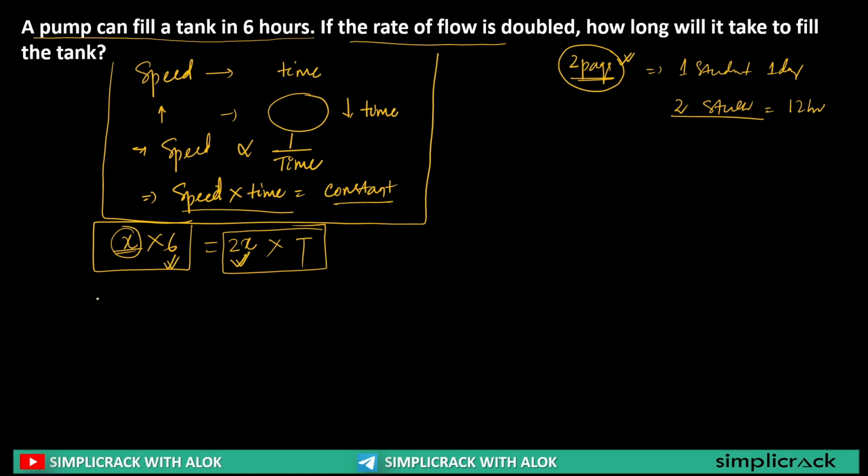Now if I solve it, I'll get t multiplied by 2x is equal to x multiplied by 6. x will cross out. 6 divided by 2 is equal to 3. So t is 3 hours. That means in 3 hours, if the speed is doubled, the time taken by the tank will be half.